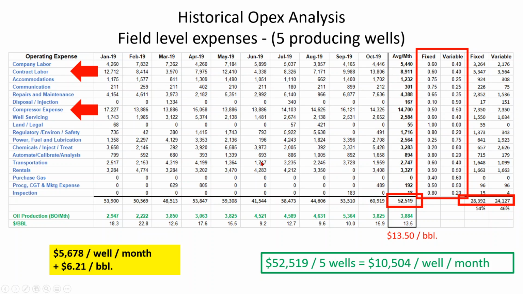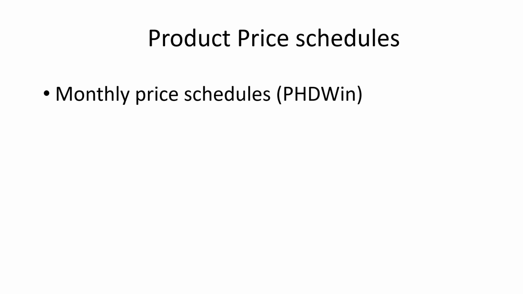All right, let's go on to the next part, and we're going to talk about product price schedules. If you're going to do an economic cash flow projection, you have to know what the price of oil and gas is going to be out in the future. So you have to build a schedule for the software to use. PHDWin uses monthly price schedules. You can't put in a weekly price, so we just have to have an average for each month.